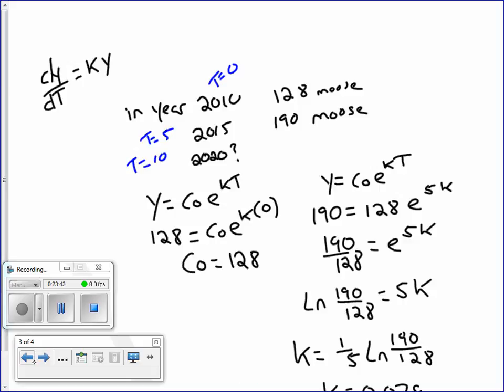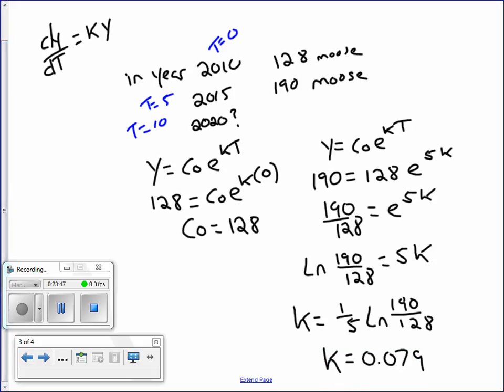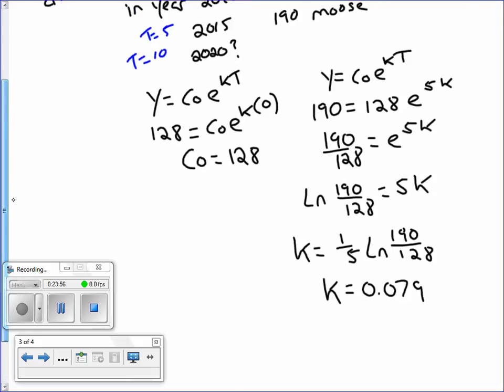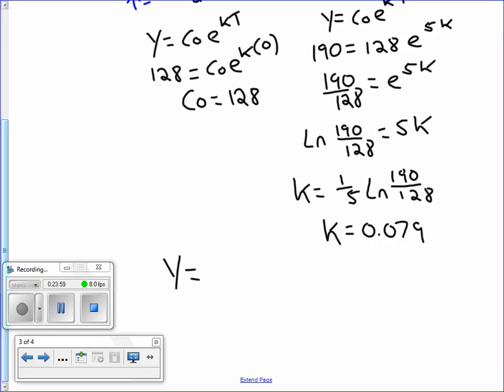Remember this one? Oh, we never finished. We got k, so let's finish it up real quick. Now the question was, how many moose are there at time 10, which is the year 2020? y equals 128 e to the 0.079 times 10. Right? And what do you get when you do that? Let's type that in. So I have e to the... 282.